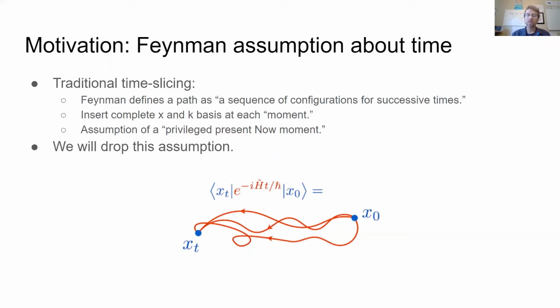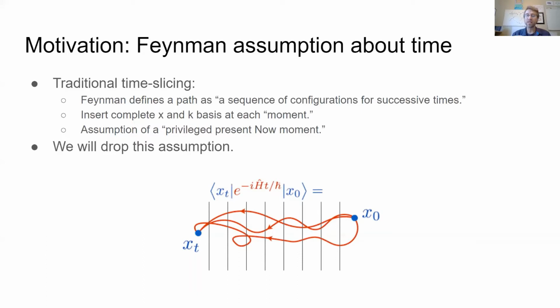So what isn't talked about is that this is always in a straight line through time. We're slicing up time into moments. If time was treated the same as space in this formalism, then you could go over all possible times as well, but that's not how it works. We always impose this sequence of configurations for successive times.